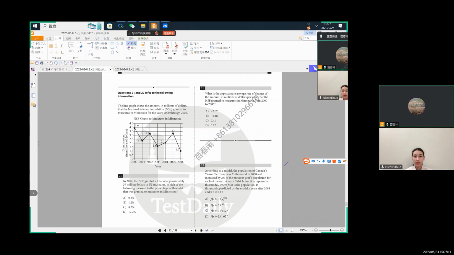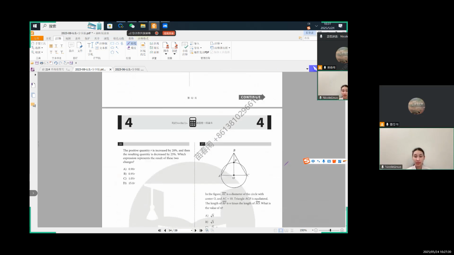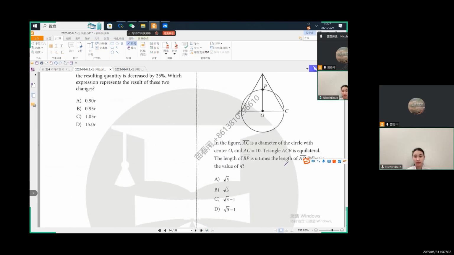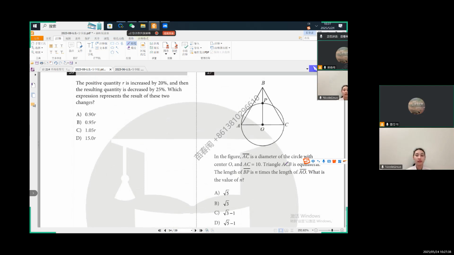23 then, I put D. 24, I put D. 25, I put C. 26, I put A. 27. Okay, this is the problem that I feel like I was so close to solving, but couldn't. I put D, though. 27 is D. Okay, let's see 27.